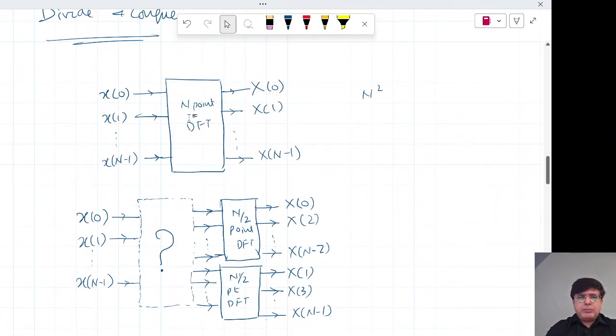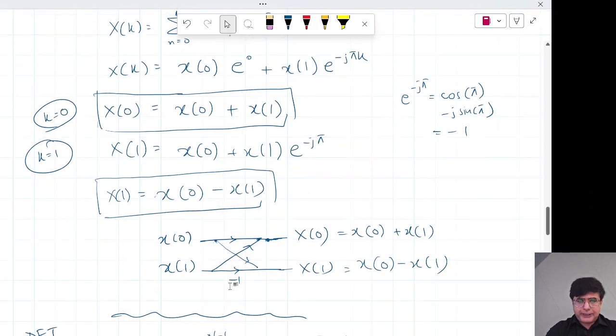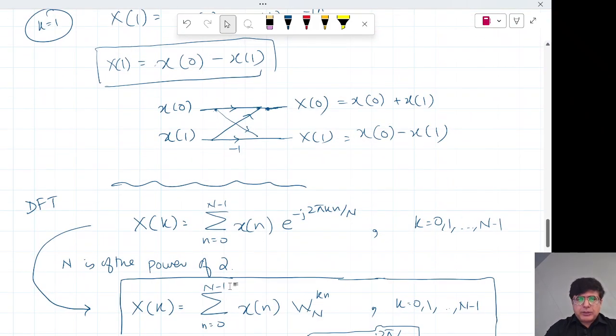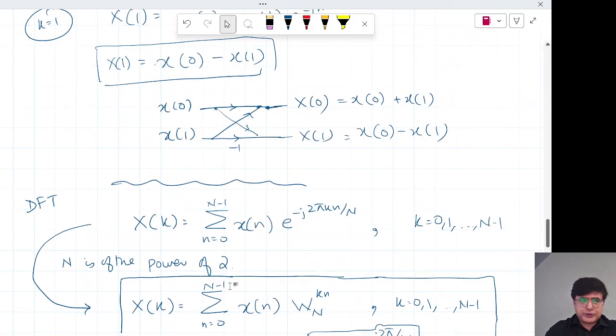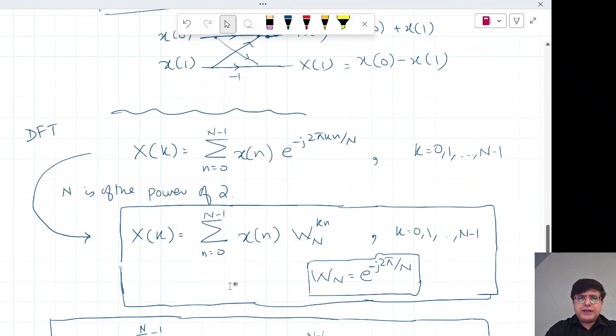So bottom line, we just need to understand how we can break up an N-point DFT into two N over 2 point DFTs. That is the bottom line. Because if we can do that, then we can divide them further into two N over 4 point DFTs, then further into N over 8 point DFTs, and so on and so forth. So the answer to that problem lies in the definition of the DFT. Just begin with the definition of the DFT.